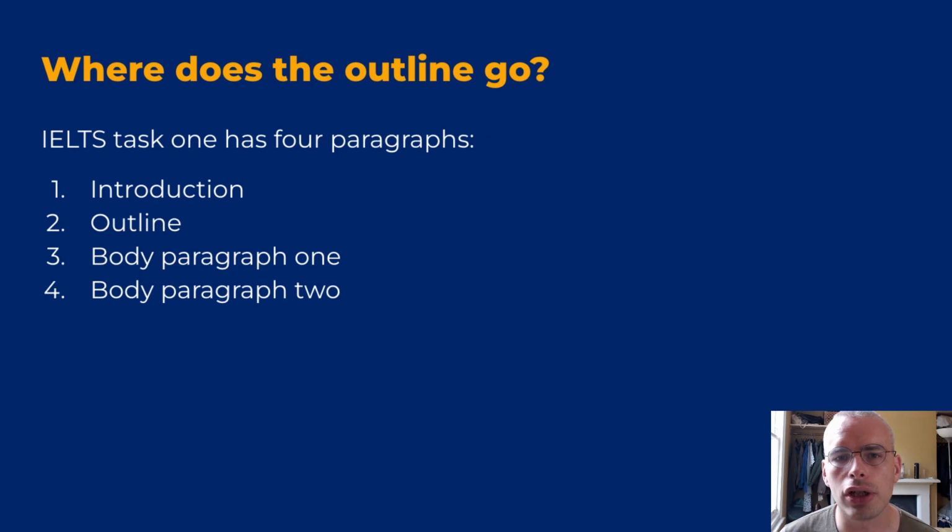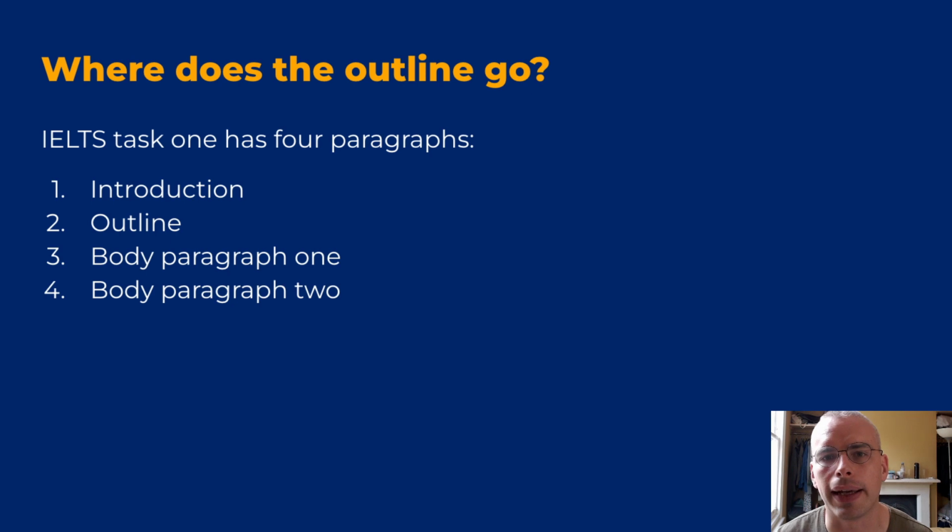So the outline should be the second of four paragraphs in your IELTS Task 1. The introduction is usually just one or two sentences, and it basically says what the graph is about. After that, you have your outline, which will be two to three sentences, and this highlights the most important points in the whole of the graph. Then you'll have your body paragraph 1 and body paragraph 2, where you go into a little more detail.